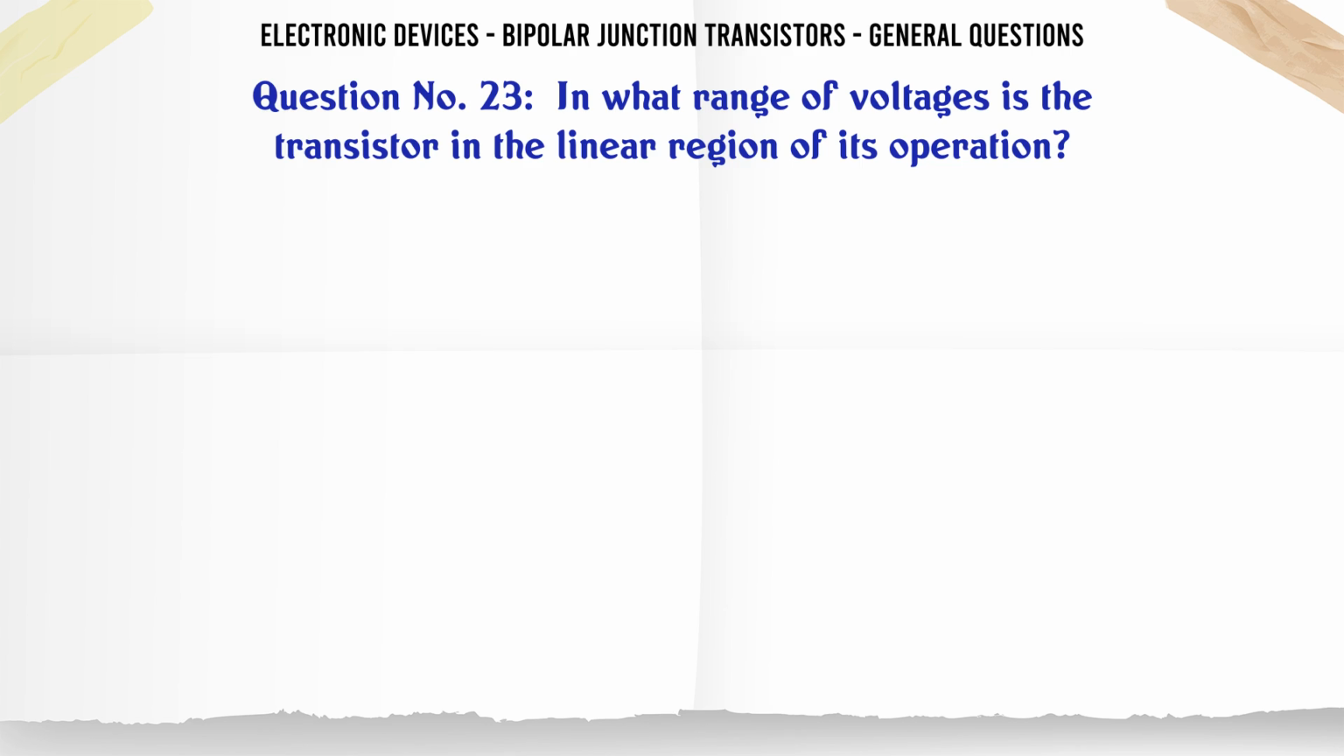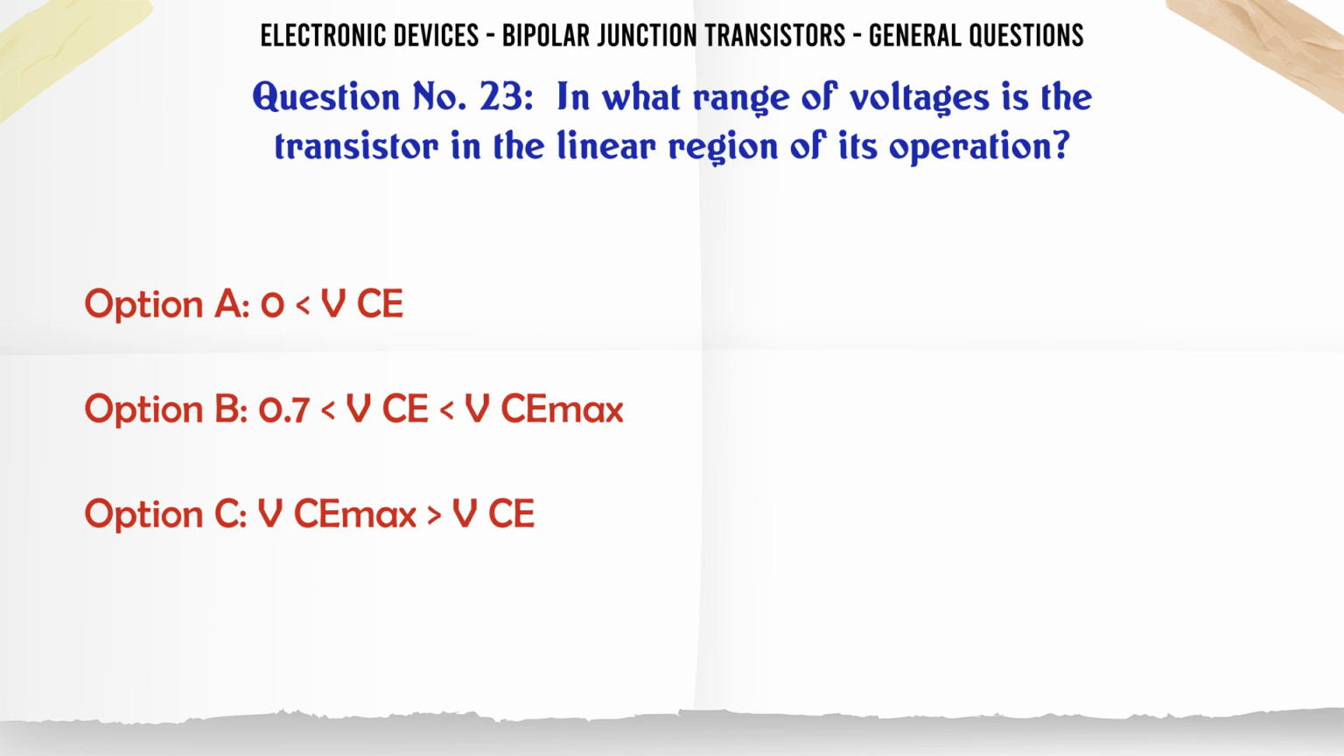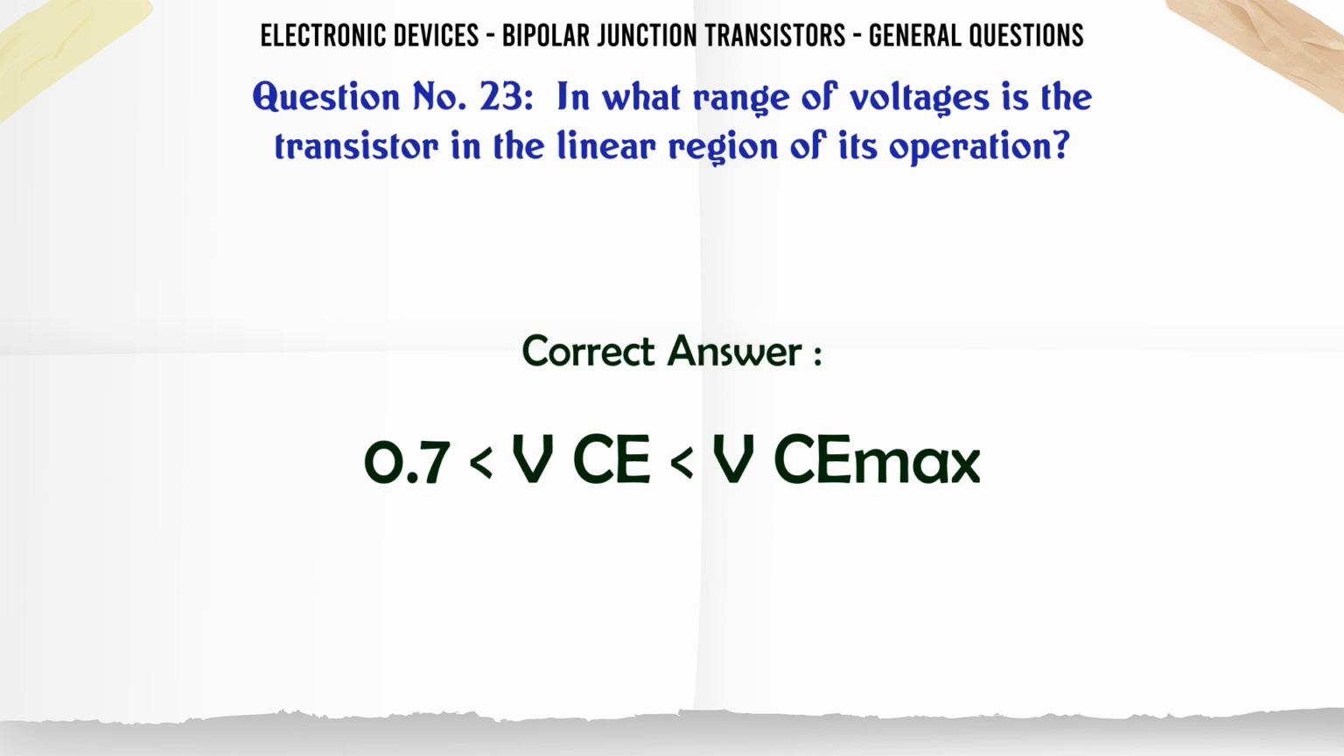In what range of voltages is the transistor in the linear region of its operation? A 0 to VCE, B 0.7 to VCE max, C VCE max to VCE, D none of the above. The correct answer is 0.7 to VCE max.